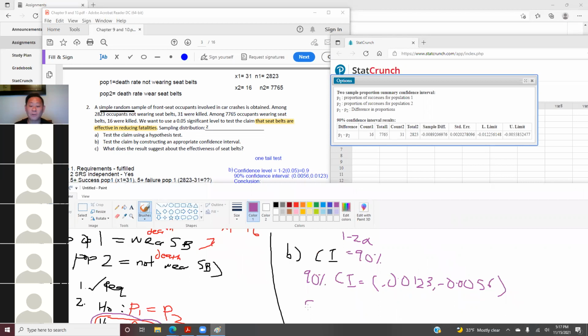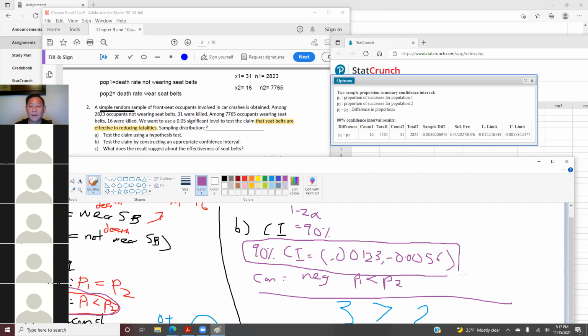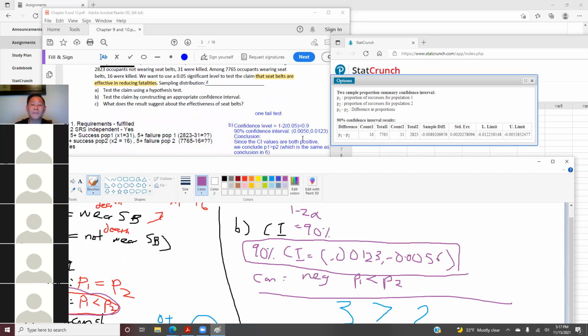So the conclusion here in this case, because both of these are negative, right? So in this case, P1 is what? Still less than P2, which is the same as this one, right? But what I want to point out here, class, is look at this confidence interval and look at this confidence interval. What do you see?